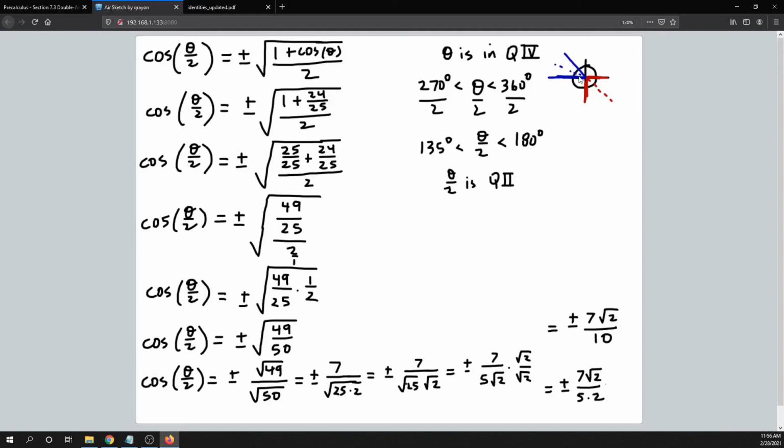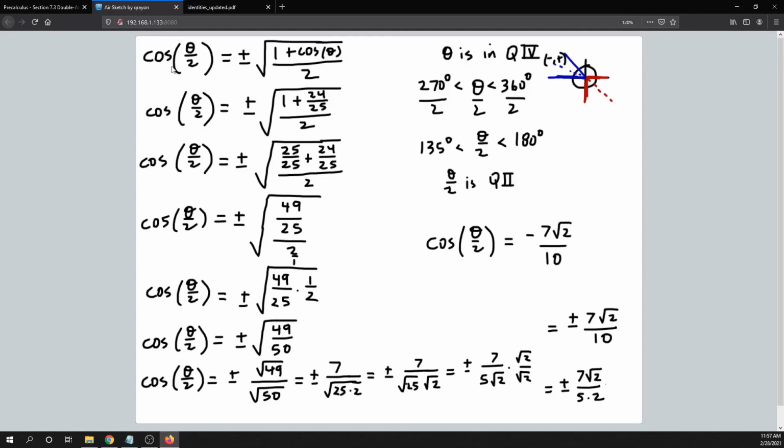So in quadrant 2, we know that the points up there have negative first coordinates and positive second coordinates. And since the cosine is going to be negative up there, that means that the cosine of theta over 2 has to be a negative number. So that is going to allow us to nail that down and say that it is minus 7 square roots of 2 over 10 as the final answer here.